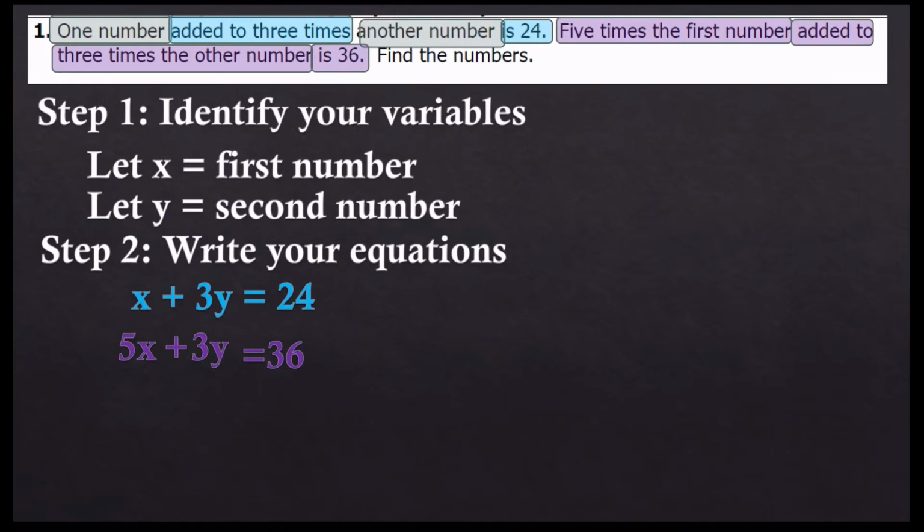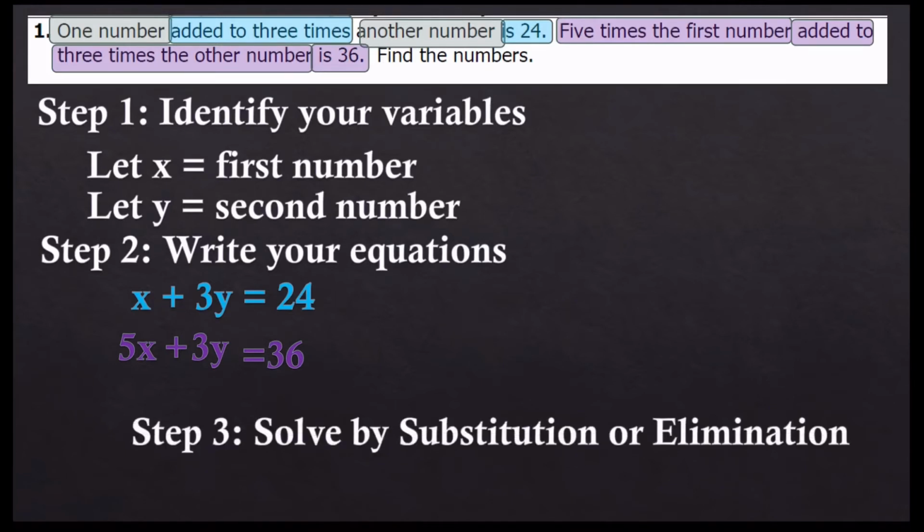What a lot of us do is we just read it so fast, oh my God, I can't do it. Stop. Once you define your variables and break it down, you can do this. So then our final step in all of this is to solve by substitution or elimination. You could use either method here. Again, we're not going to solve them in the video. You're going to do that if you'd like to for practice.